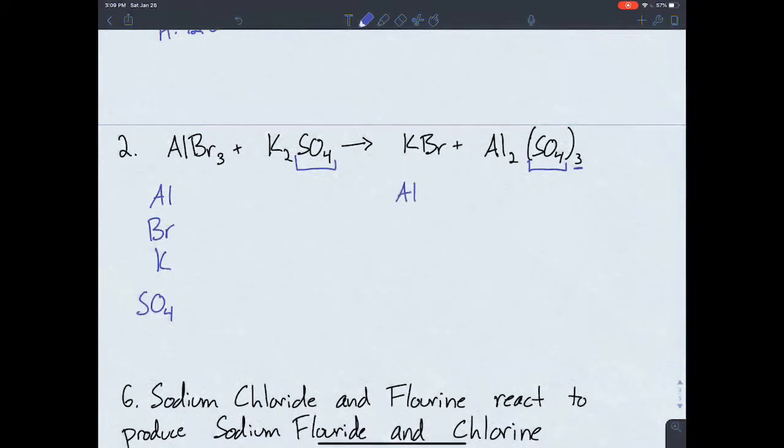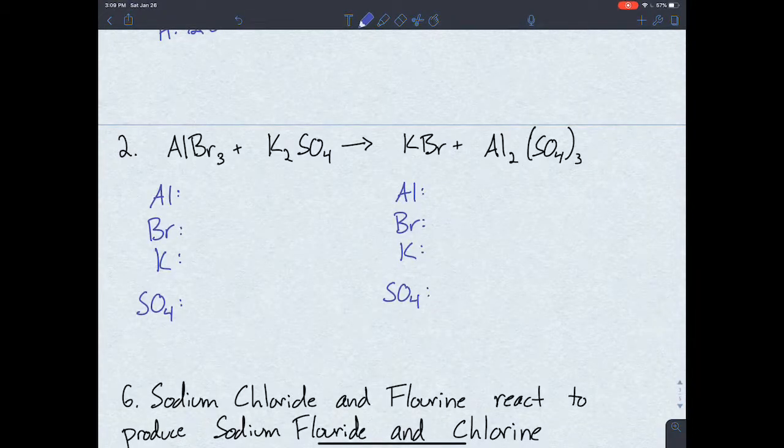So I'm gonna come over here, I'm gonna put the same atoms in the same order, and I'm gonna keep sulfate as a unit. Okay, so let's look. Again, there's really no right or wrong place to start with these. Well, I guess I'm getting a little ahead of myself. I need to count my atoms first. I have 1 aluminum. I have 3 bromines, 2 potassiums, and on this side I have 1 unit of sulfate. Over here I have 2 aluminums, 1 bromine, 1 potassium, and here I have 3 units of sulfate.